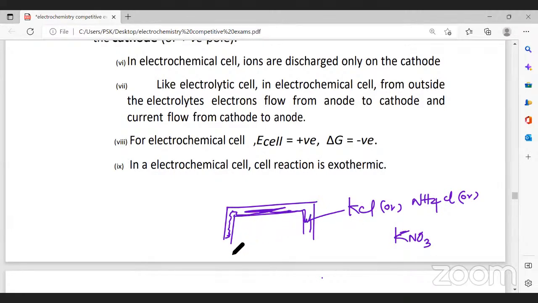What is the salt bridge I told you? It is a bent glass tube which contains a saturated solution of KCl, ammonium chloride or potassium nitrate in a jelly called agar-agar jelly. To hold these ions, we need a gel type material, which is naturally available, called agar-agar jelly. Now, what is the importance of the salt bridge? All that we will learn.